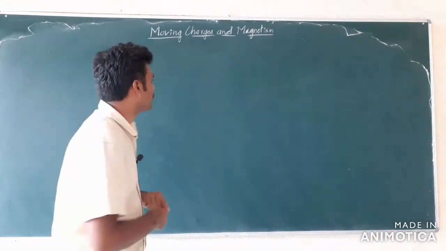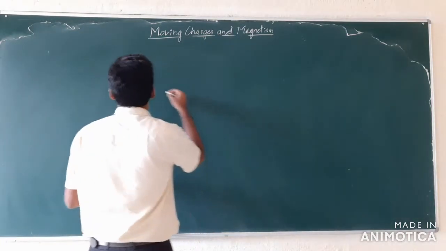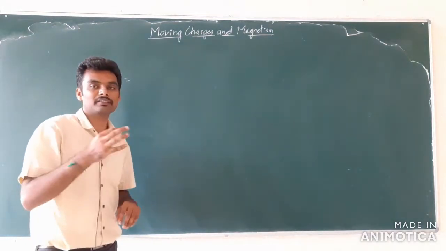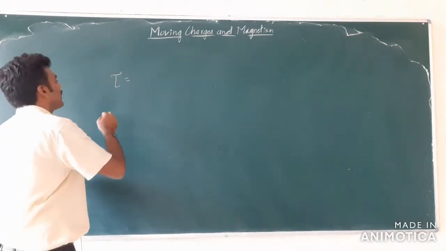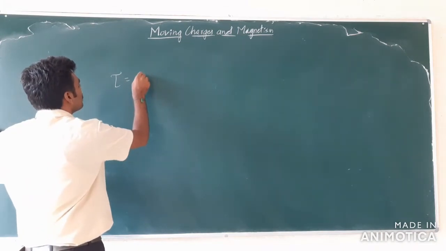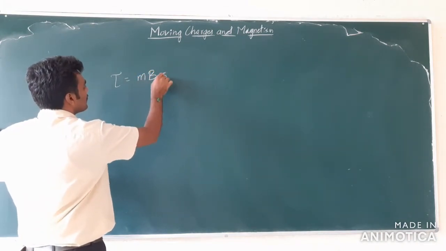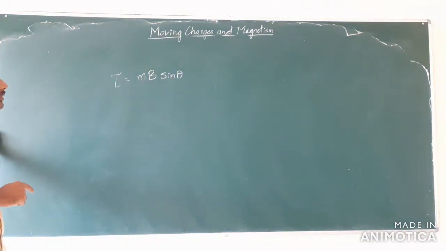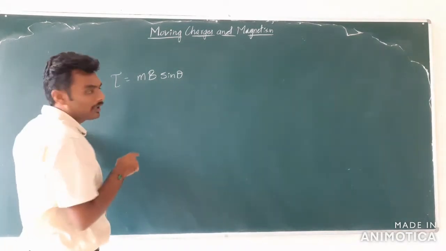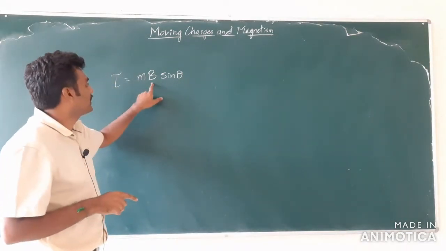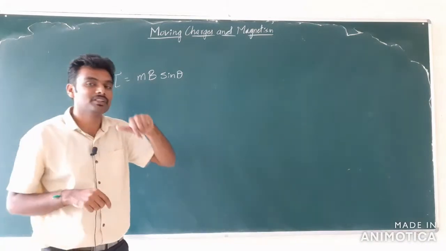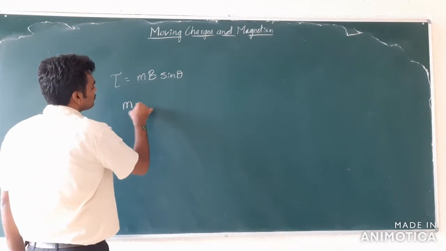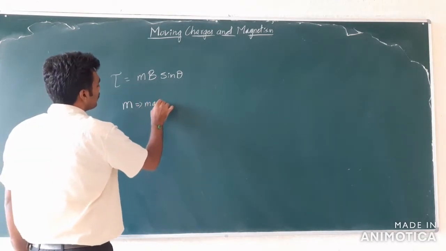So in the last class, we obtained the expression for the torque experienced by a rectangular coil placed in the external magnetic field, right? The magnitude of torque is given by tau is equal to mB sine theta. In vector form, it was given by vector tau is equal to vector m cross vector B, where B is the magnetic field, m is the new term that we introduced in the last class, which is called magnetic dipole moment.